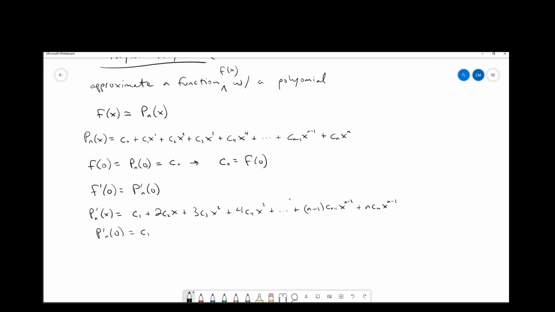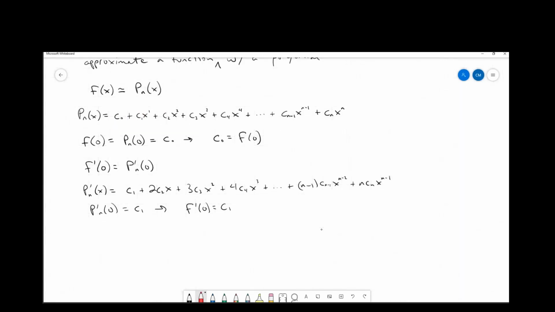C1 has to be equal to, and if you come back up two steps above that, that's telling us that f prime of 0 is what has to be our C1. So now we've just identified two of the constants in this, that one and that one. C1 is going to have to be equal to the derivative of the function when we plug in 0. Okay. Cool.